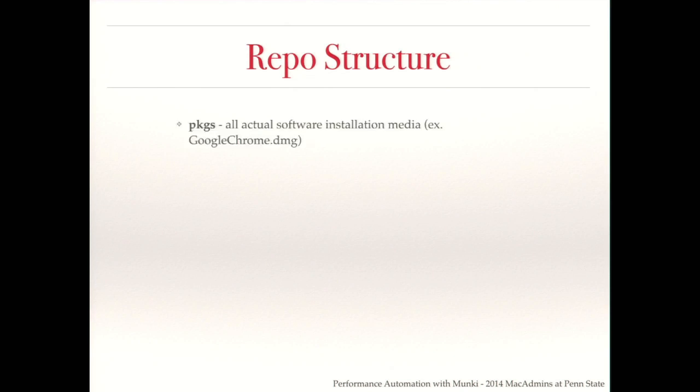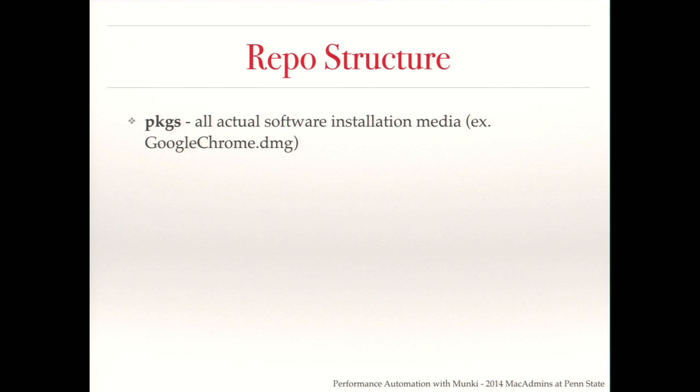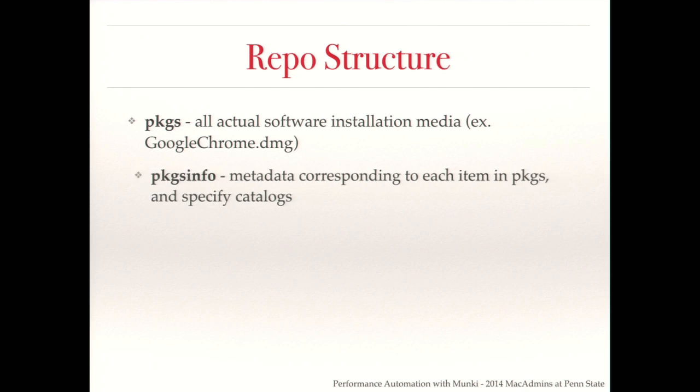So what is the repo structure? Well, pkgs is where all your software actually lives. So all those DMG files you download are stored in this folder. The pkgsinfo is the metadata, or the set of instructions that tells Munki, what do I do with this disk image or this package? Like, what do I need to do to install this?